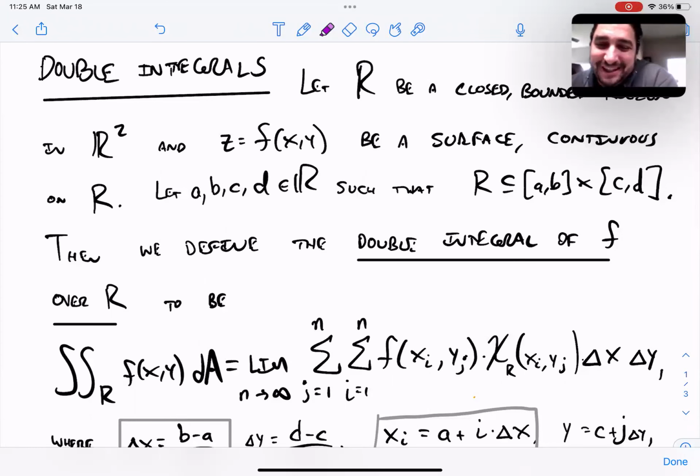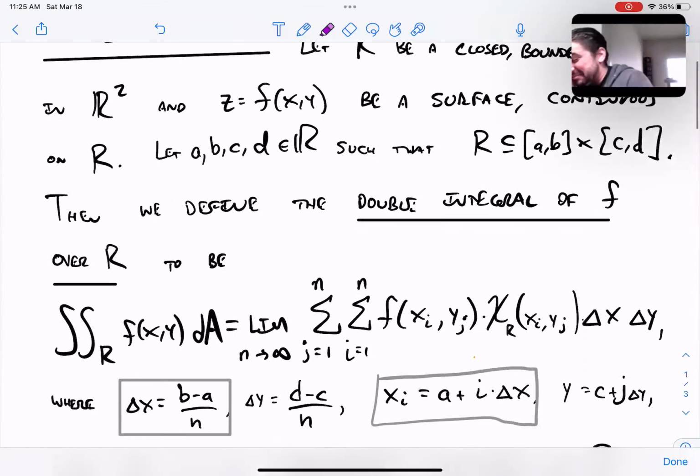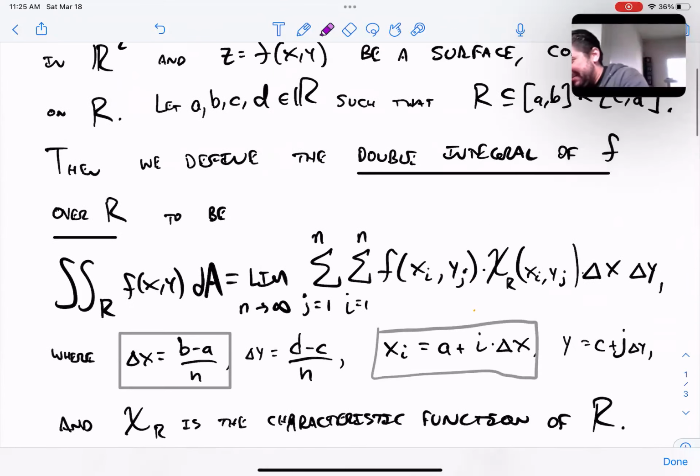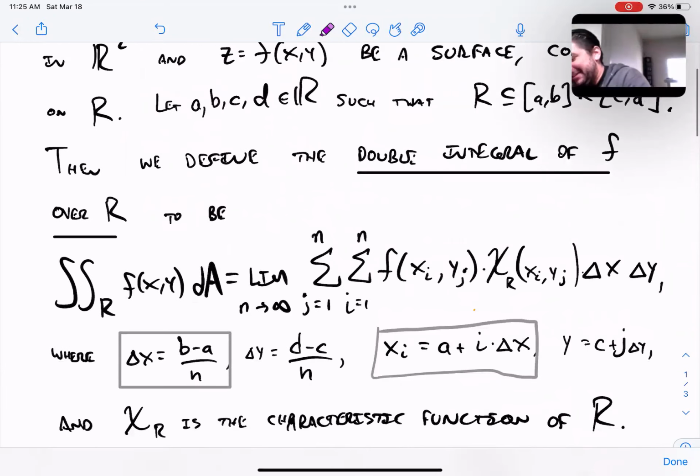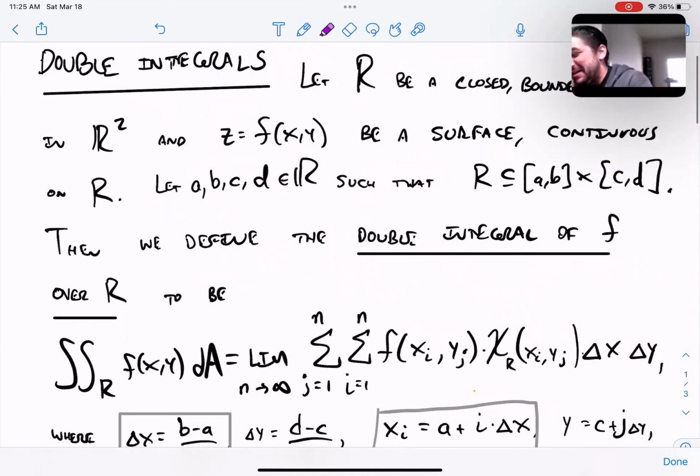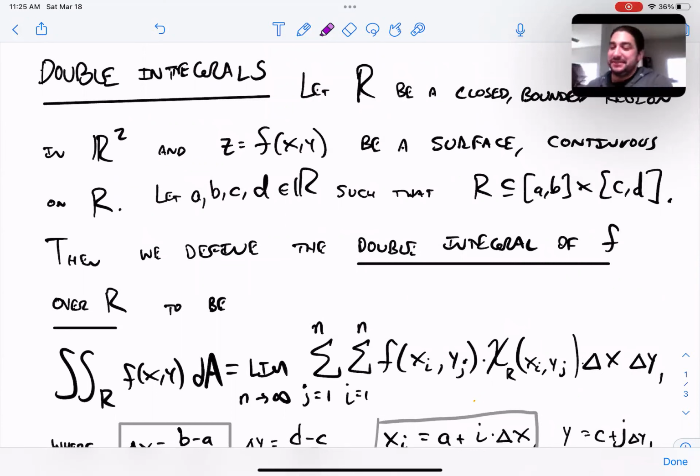Double integrals. These are hard to define. So this is a bare definition, right? This whole thing that you're looking at here, this is all one definition. You might remember back in Calc 1, the Riemann sum definition of an integral. It's very challenging, right? There's no clean way to say it. And same thing for double integrals.